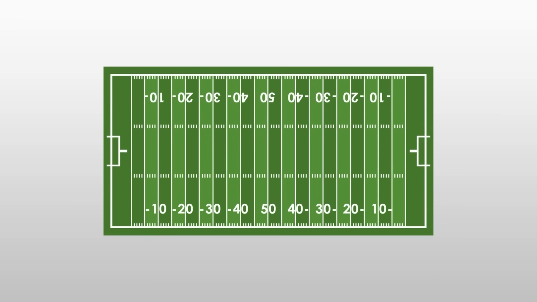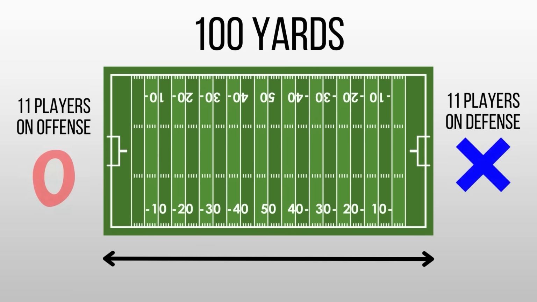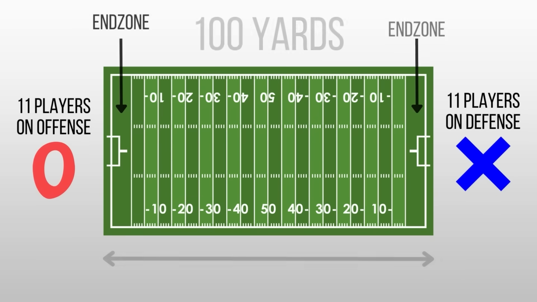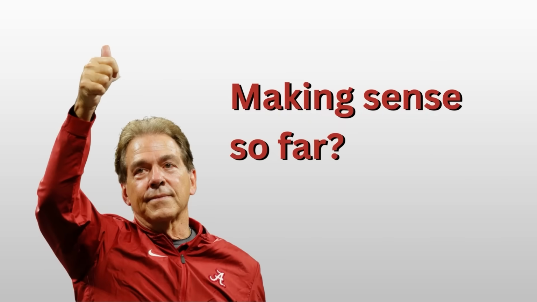Alright, let's start with the basics here. So ignore all those numbers you see on the field right now. This is a football field, and it's 100 yards long. On both sides of the field are going to be 11 players on offense and 11 players on defense. On each side of the field, you're going to have an end zone as well as a goal post. These are both used to score points. More on that later. Hopefully this is making sense so far.